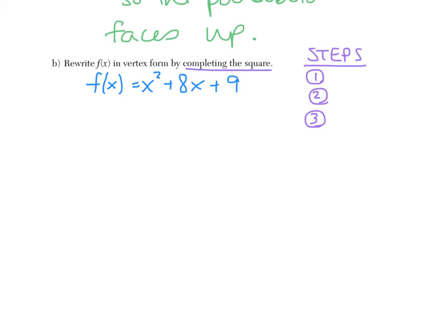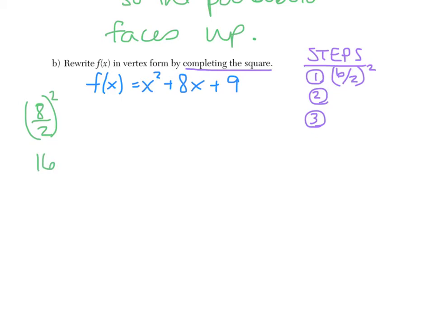So the first step is you are going to take b over 2 and you're going to square it. So you're going to cut your b value in half and then you're going to square it. So if I look here, what is my b value for this problem? Well, my b is 8. So I'm going to do 8 divided by 2 and I'm going to square it. So 8 over 2 is 4, squared is 16.